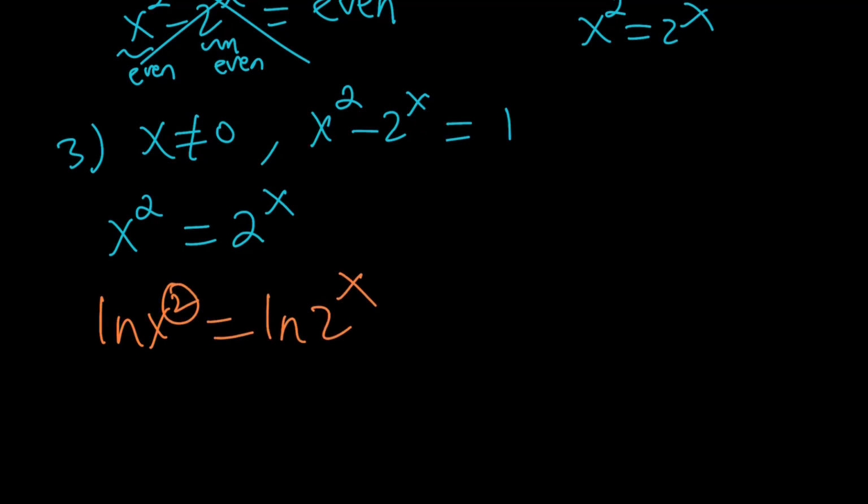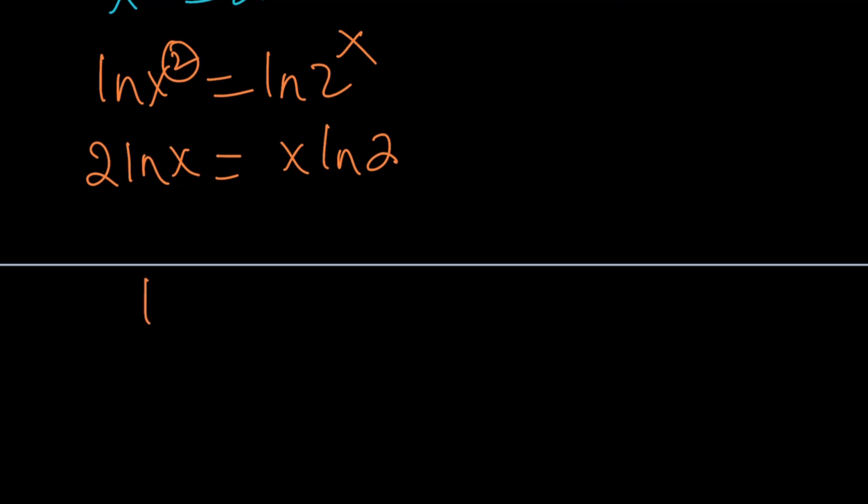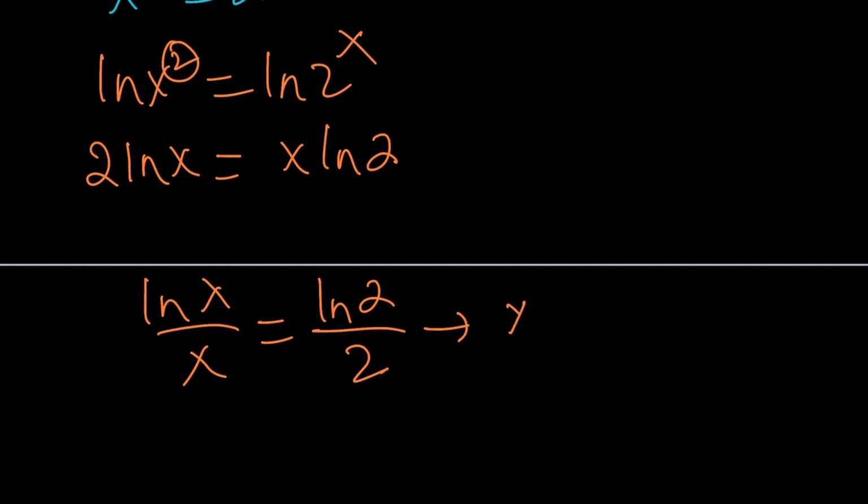And then bring the 2 to the front. 2 ln x equals x ln 2, and then put the x's together: ln x over x equals ln 2 over 2. So this automatically tells you that x equals 2 is a solution. But that does not necessarily say that is the only solution.